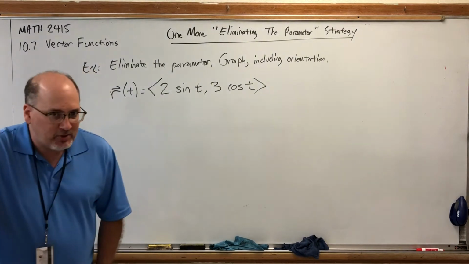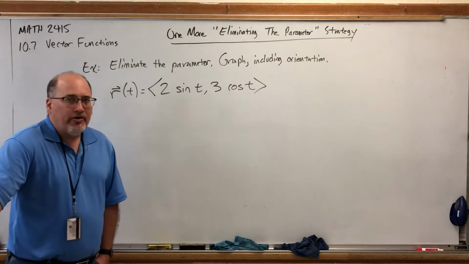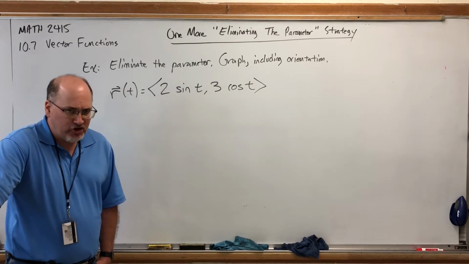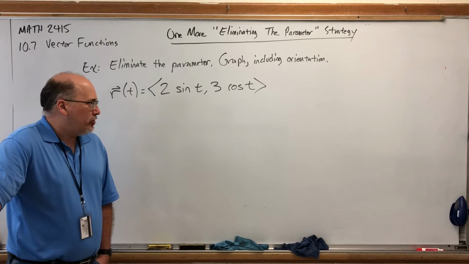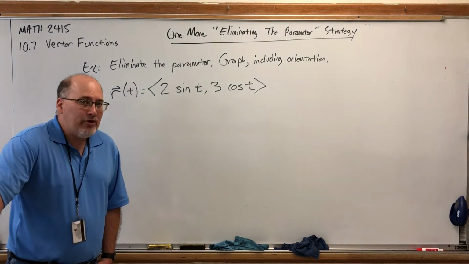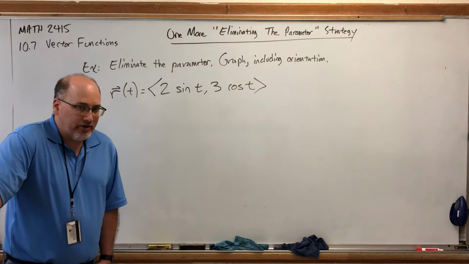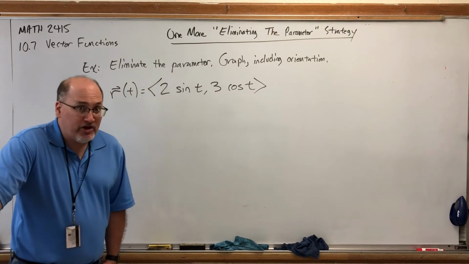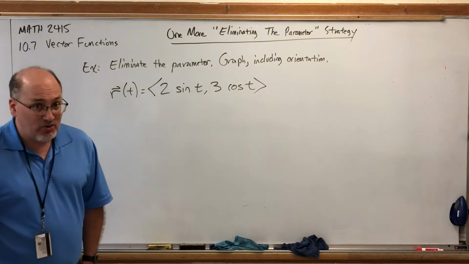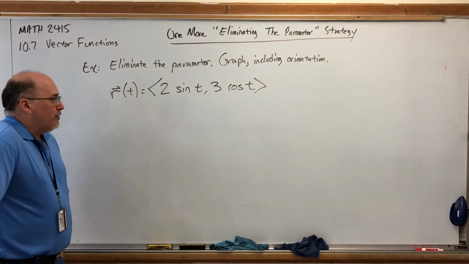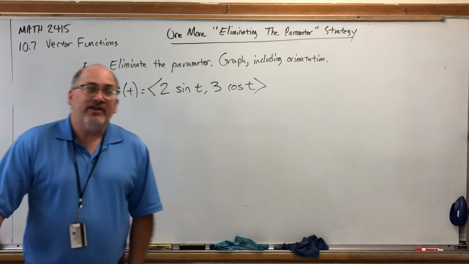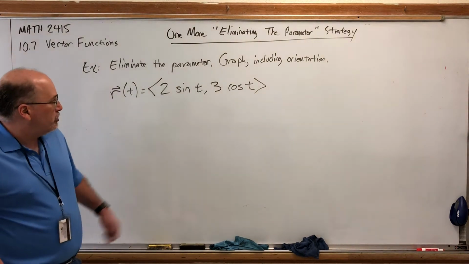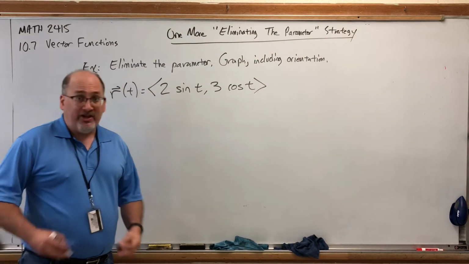But unlike the previous two examples, I'm not going to draw the graph first, because sometimes the best way to sketch the graph of a vector function is to set up its parametric equations, eliminate the parameter, and then examine the rectangular equation. For the purposes of this video, assume rectangular equation means it's an equation involving x's and y's only. And then from the rectangular equation, sketch the graph and then determine its orientation. Our vector function in this case is r of t equals 2 sine t, 3 cosine t.